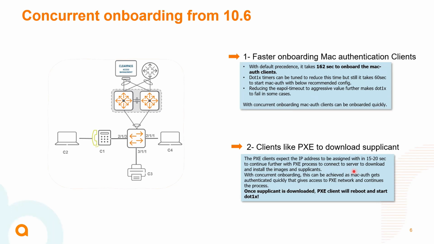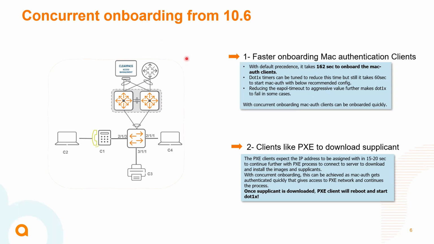The PXE clients, as they boot, come up with a MAC authentication, and once the MAC auth is authenticated, the client will download the .1x supplicant onto the PXE client. So in this process, if we have not enabled the concurrent onboarding, the PXE client cannot be onboarded quickly because the MAC auth has to wait. So in those cases, the best feature to enable on those ports is the concurrent onboarding.